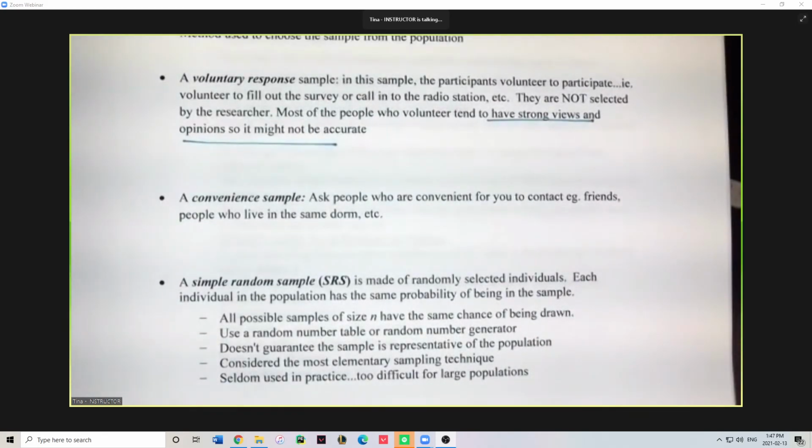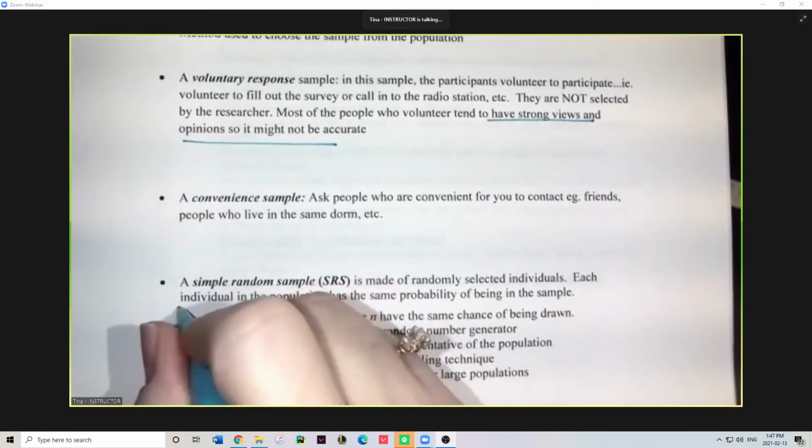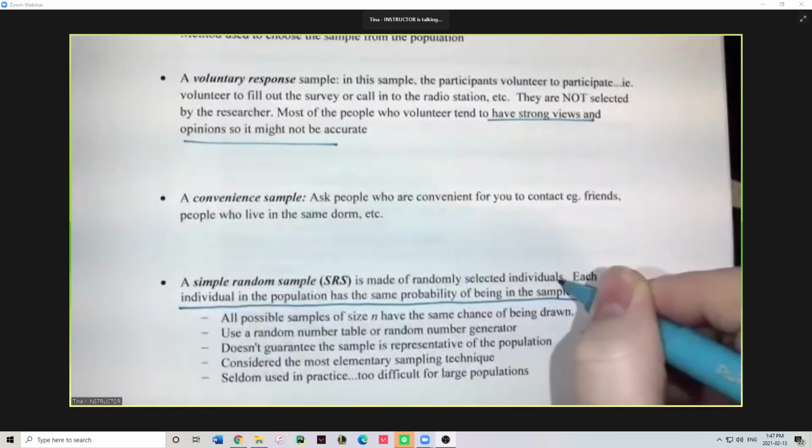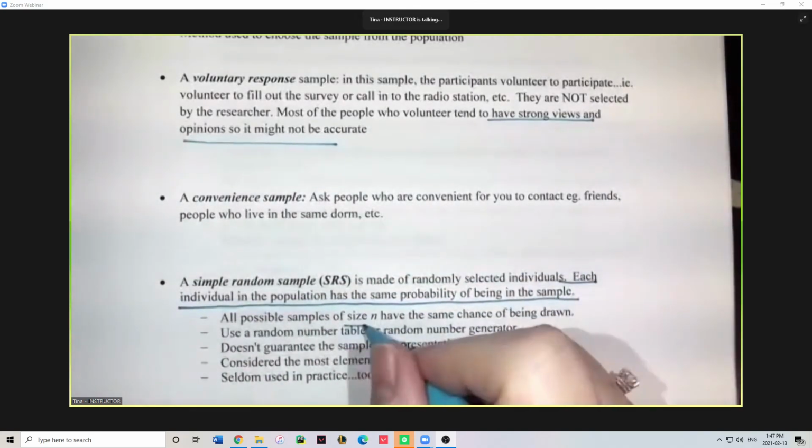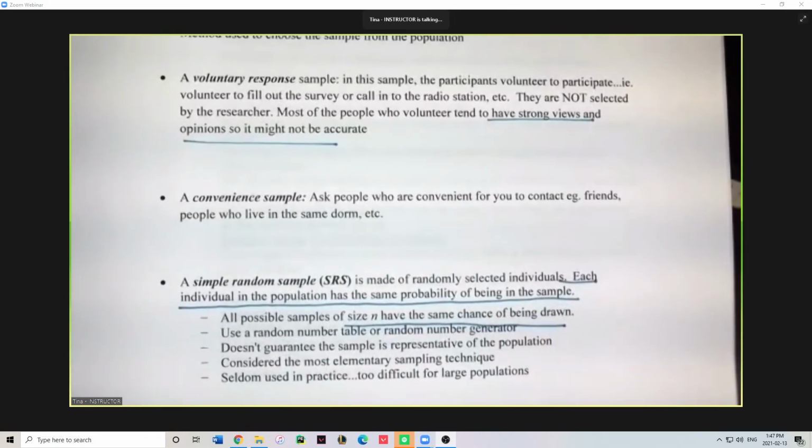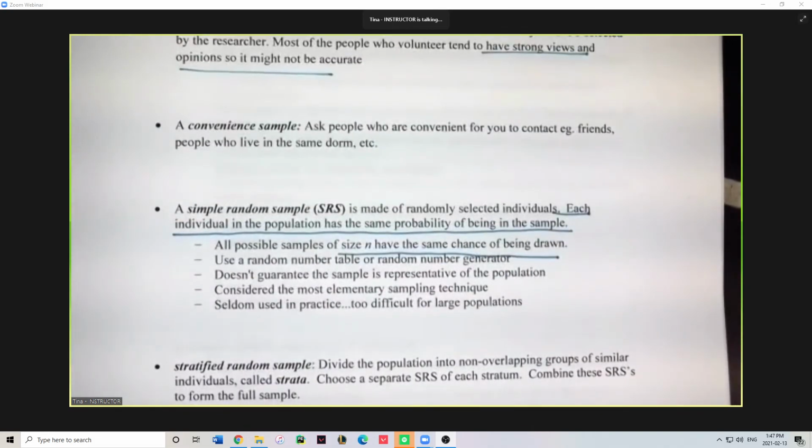Convenience, same thing. It's not going to be random. Convenience is ask people convenient to you. So friends, people in the same lab section, something convenient. Simple random sample is each individual has the same probability of being chosen. So everyone has the same chance. So something like random number generators, or put all the names in a hat, mix them all up, pull one out, something like that.